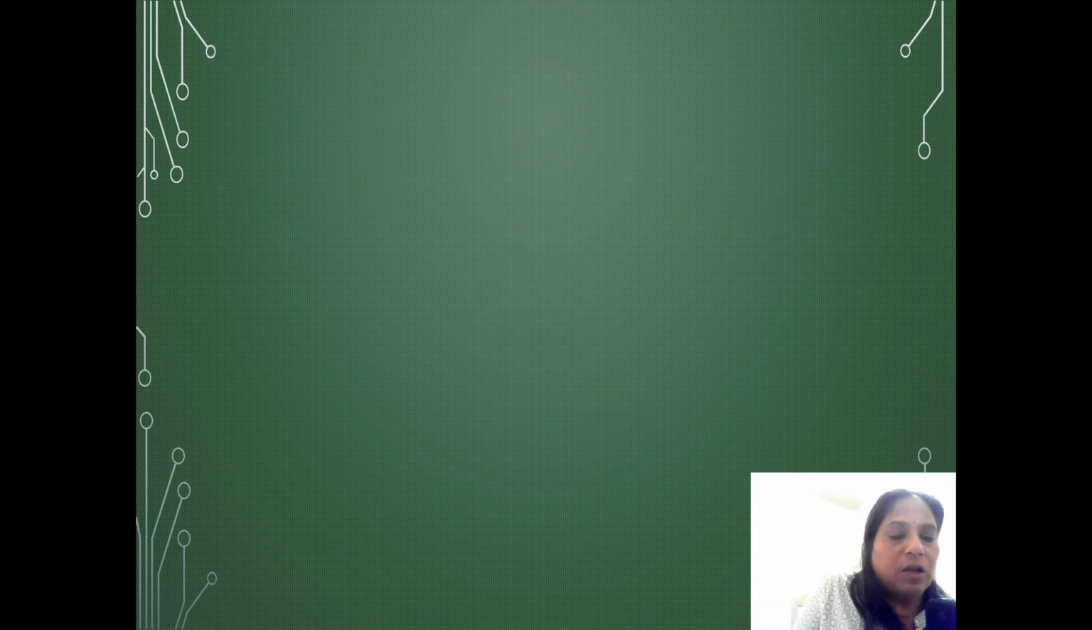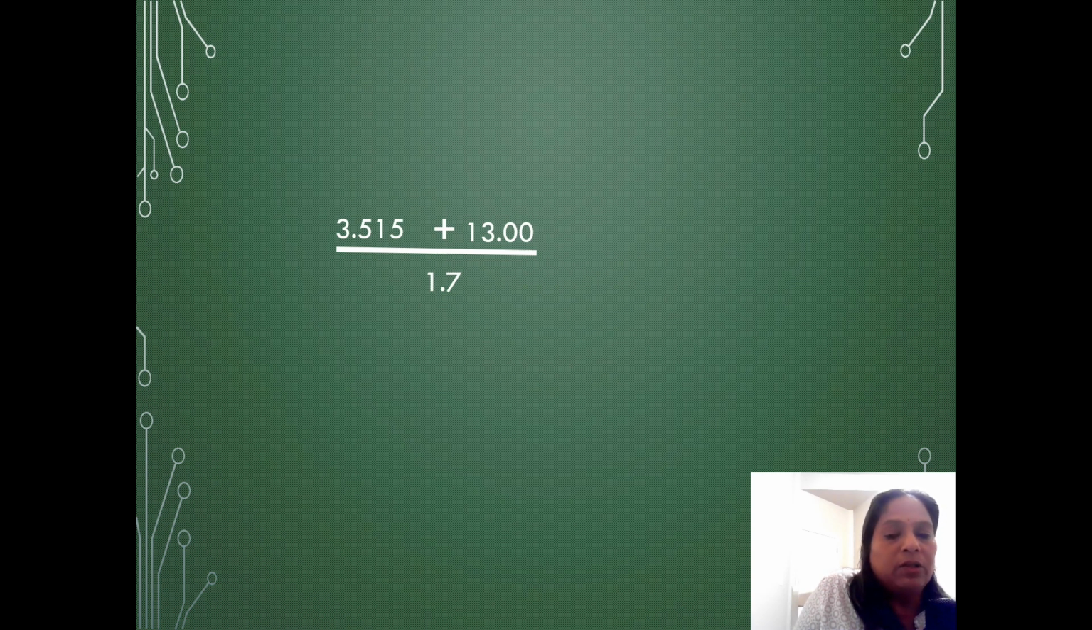Let's check out this problem. 3.515 plus 13 divided by 1.7. If a problem has multiplication or division along with addition and subtraction, go by the rules for multiplication and division. Here the answer again is a lengthy one, but I follow the rules for multiplication and division. Here 1.7 is the number with the least number of significant figures. It has only two significant figures. So my answer should also have only two sigfigs. My answer would be 9.7.